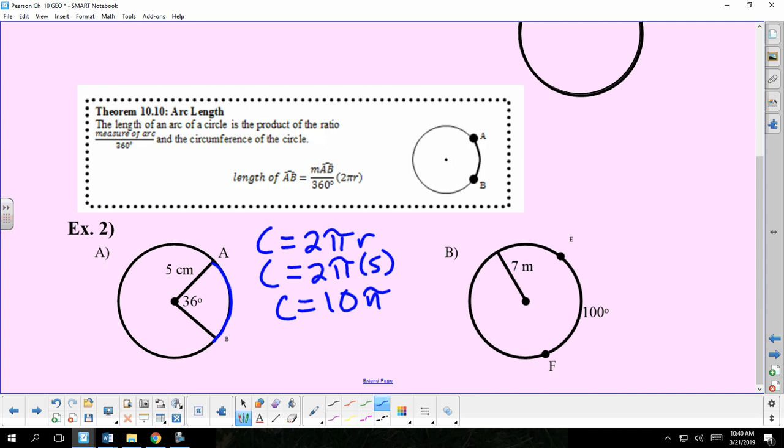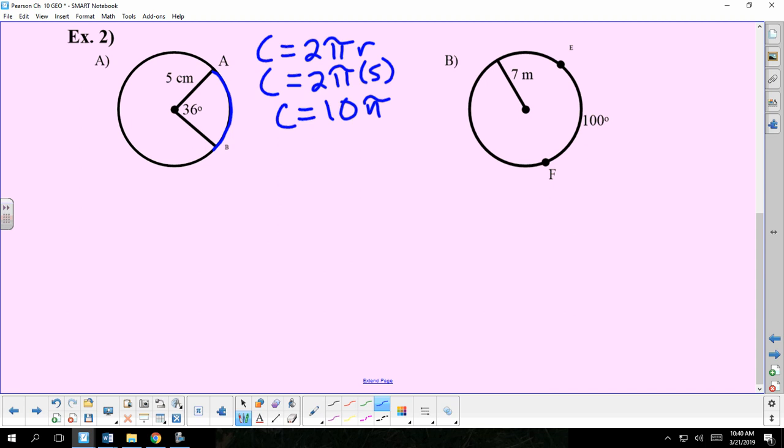Now I want to figure out what fraction of the circle this represents. So I'm going to take 36 over 360. And we can just divide that to get a fraction, but why not just go ahead and reduce it, right? So we can divide it to get a decimal, or just reduce it to the lowest possible fraction. Or if you don't even want to do that, if I want to find the length, I can just take this and multiply it by the circumference.